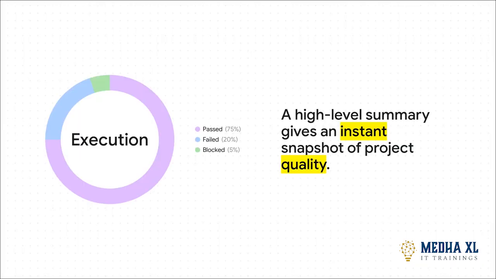A high-level summary, like this donut chart, gives the whole team an instant snapshot of the project's health. In one single glance, you can see, okay, 75% passed, that's good, but that 20% failed, that's a big red flag, and that 5% blocked, that tells us something is physically stopping us from testing, maybe the environment crashed. This is powerful, immediate feedback for everyone.